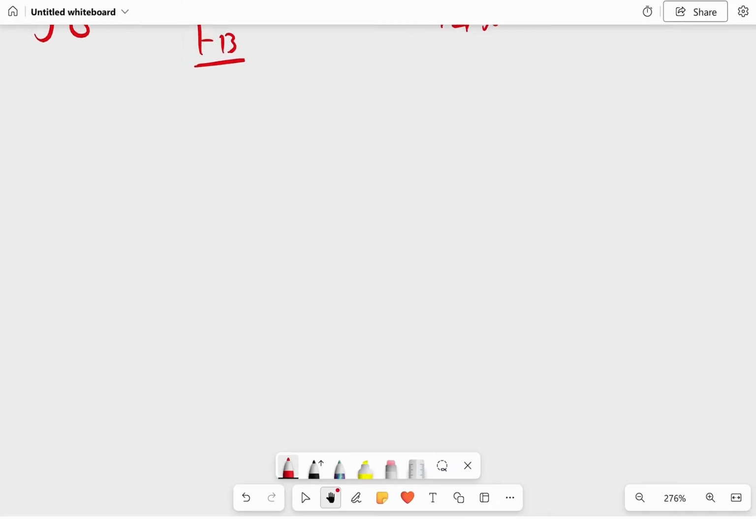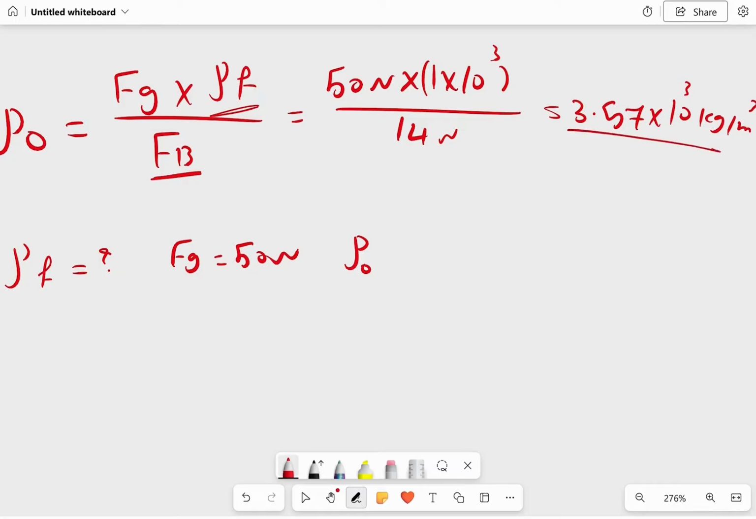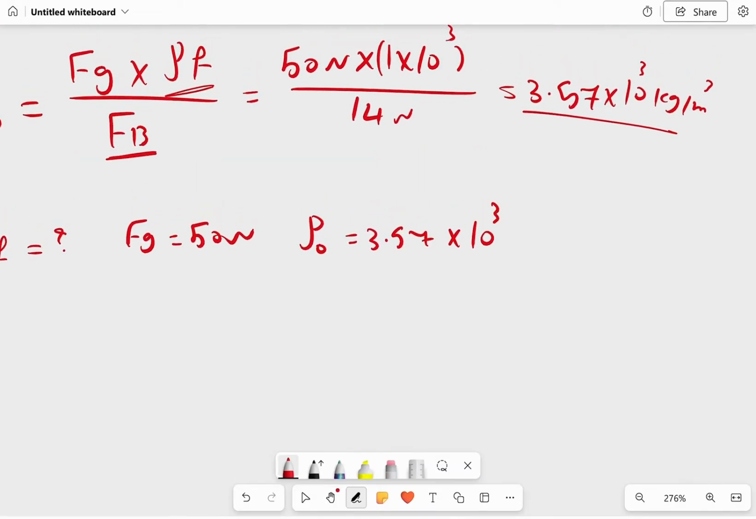B, guys, it says find the density of the unknown fluid. How do I find the density of the unknown fluid, guys? By the way, the weight of the object, which is Fg, is still 50 Newton. We found the density of the object, so I'm going to use it to find the density of the unknown fluid: 3.57 times 10 to the power of 3 kilogram per meter cubed.